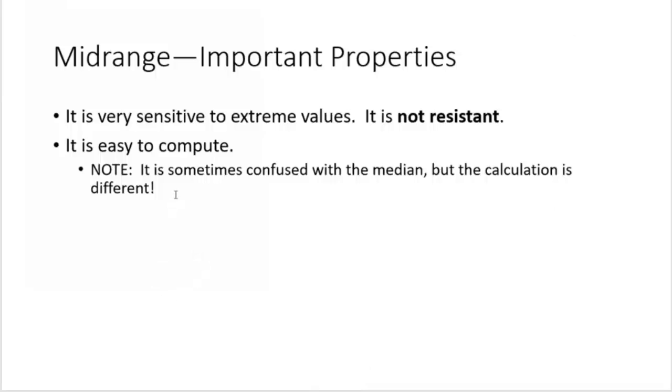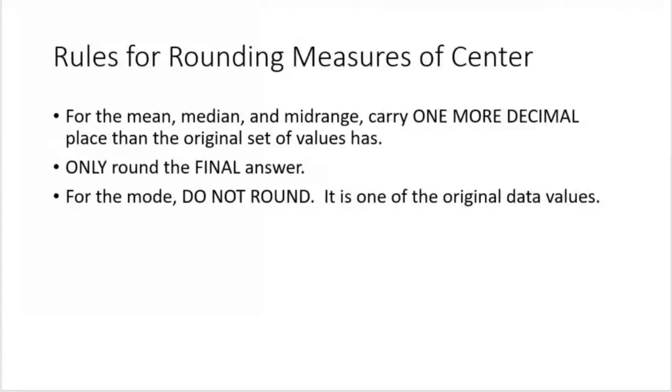And it's not going to be the same. So you've got to make sure you keep those separate. But it is not resistant because it only deals with those extreme values. So certainly anytime you have an outlier, it's going to change it a lot.